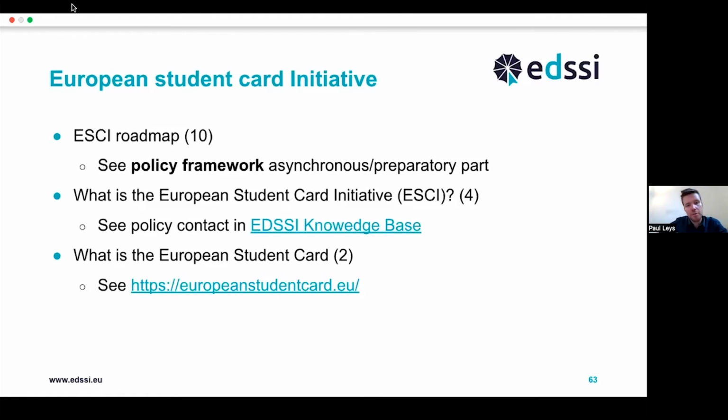What is the European Student Card Initiative? That's the umbrella initiative from the European Commission. It's one of the important focus areas for the European Education Area as well. There are 4 flagships or 5. Now I'm not very well prepared, but there are 4 flagships. Thank you, Anikó. And one of them is the European Student Card Initiative.